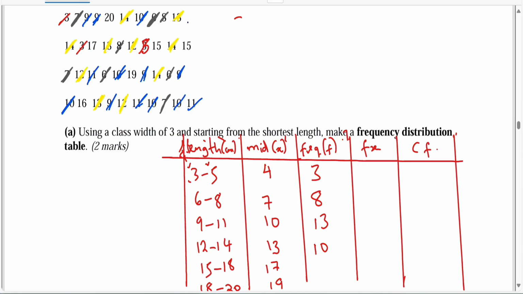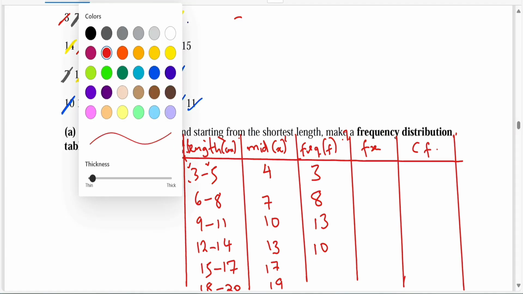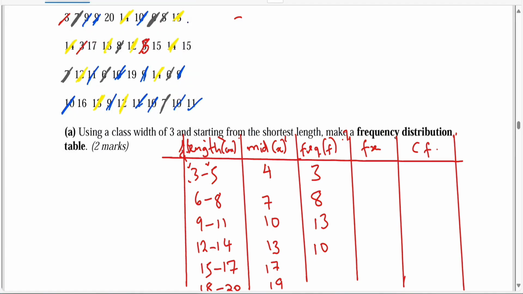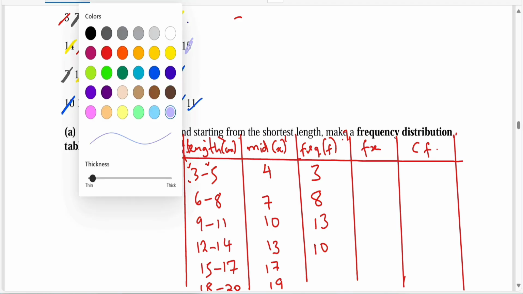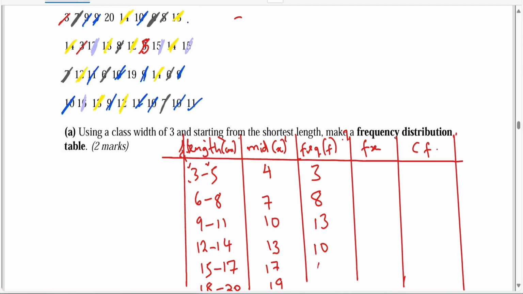15, 16, 17. So we have 17 here. 15, 16, 17, and then you have 18 to 20. So now it's good. So 15 to 17. Let's use another one. So which is 15 to 17. You have this 1, 2, 3, 4. So those are 4 numbers.